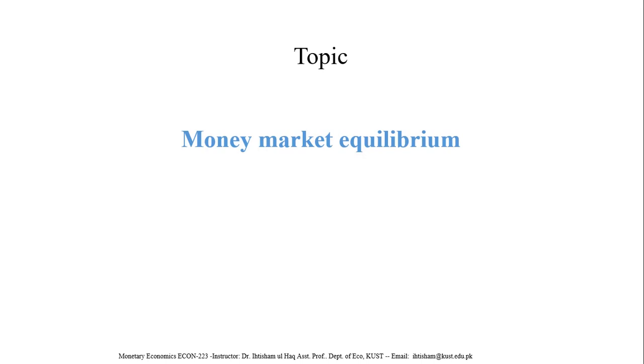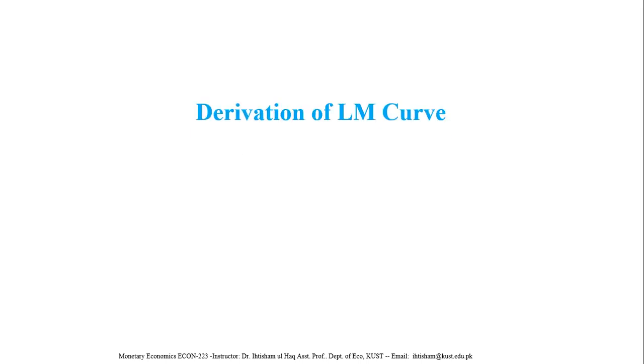In the last lecture we covered the goods market equilibrium, and in this lecture we will be discussing money market equilibrium. So let's move on to the derivation of the LM curve. In the introductory class of ISLM analysis, we defined the LM curve, where L represents demand for money and M represents supply of money.